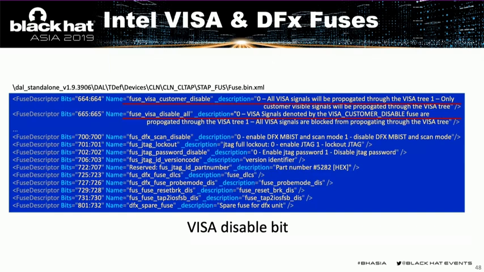We also found a Visa disable bit in the configuration file for the Fuse controller. And Intel can disable these technologies on customer platforms after manufacturing, but as we will see, for some reason, it does not do it. Now we will discuss the techniques for getting orange and red unlock on the customer system.